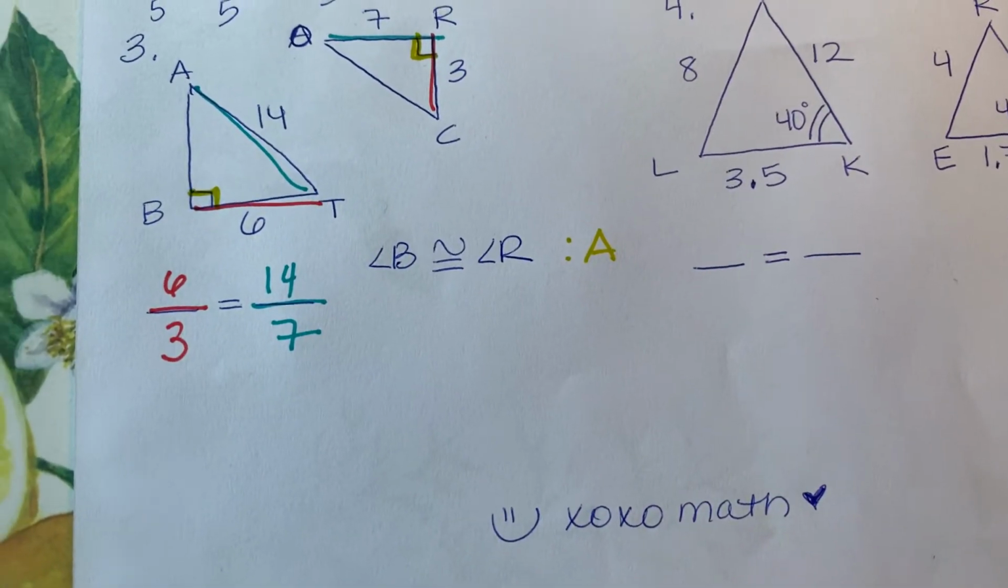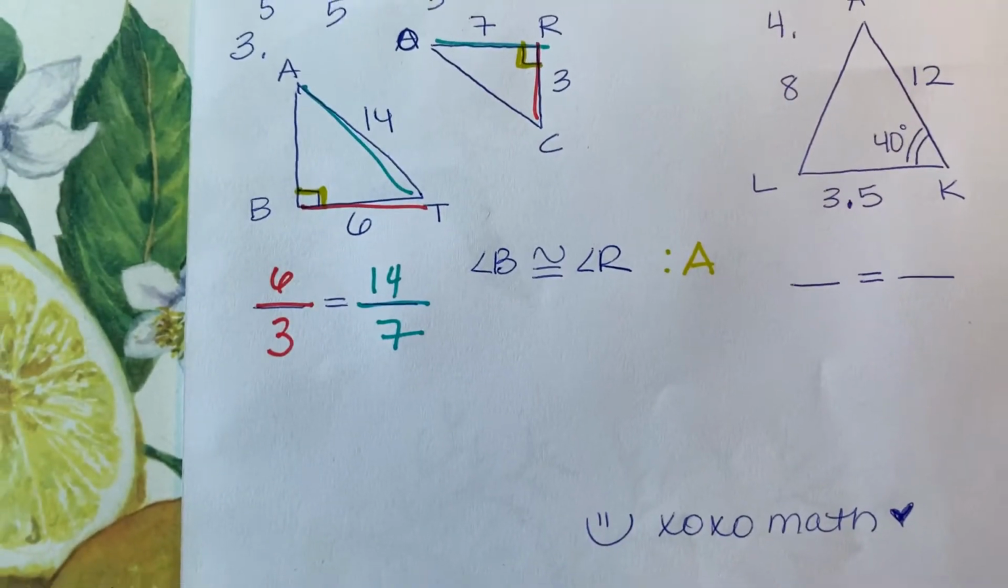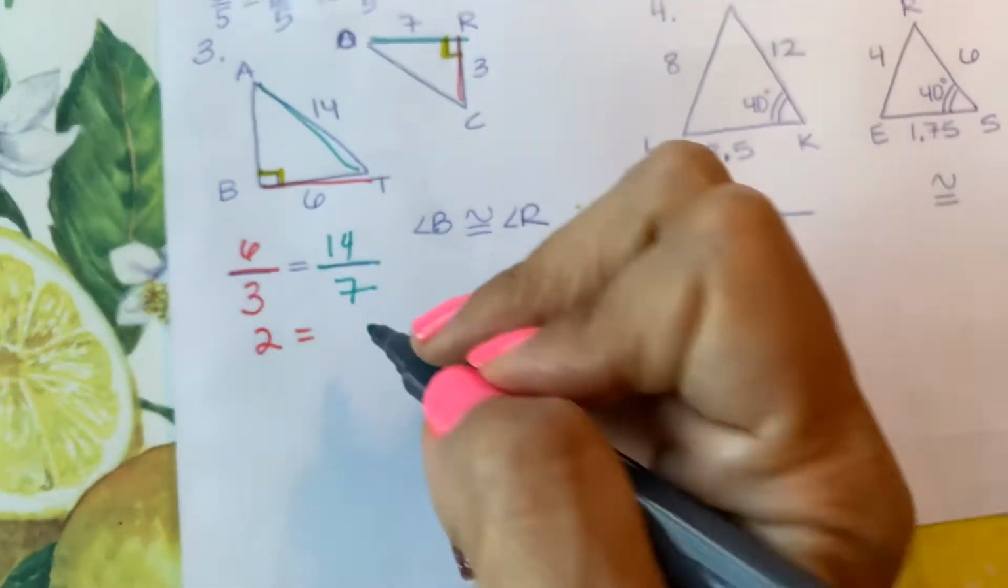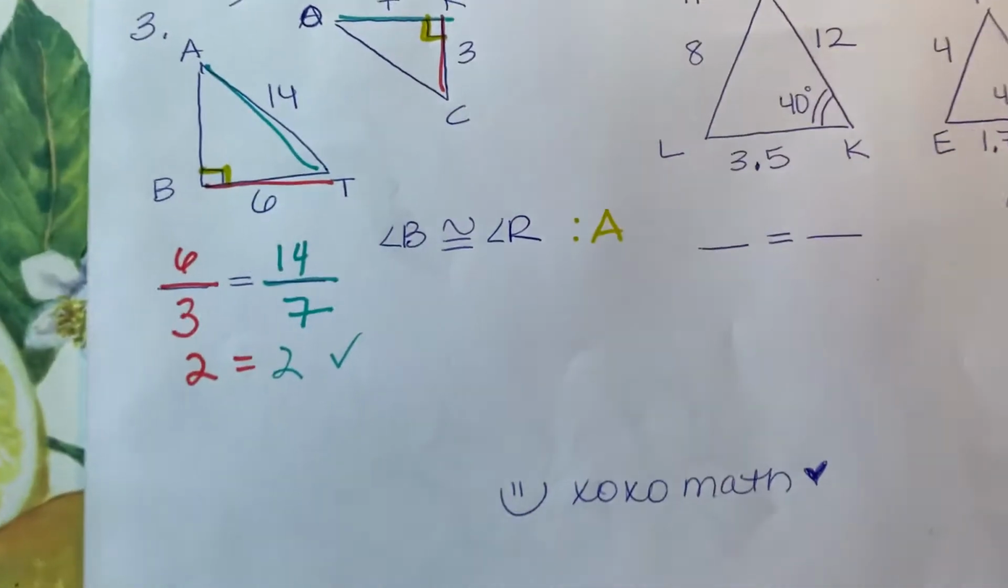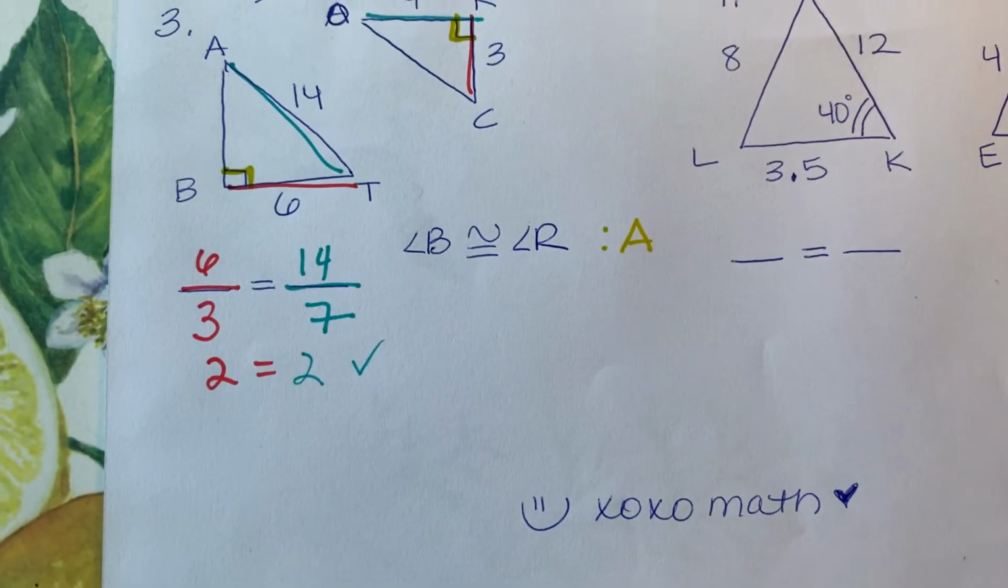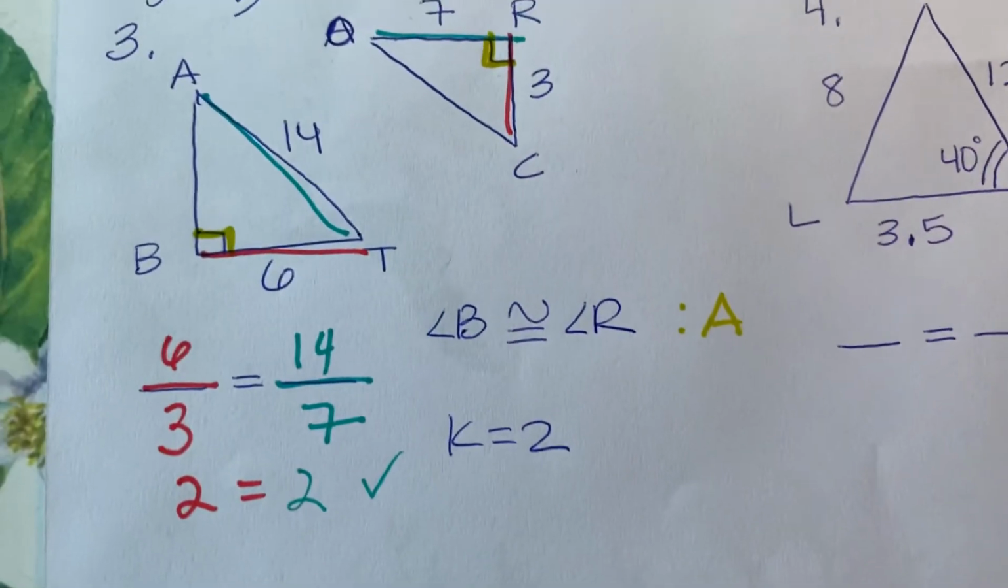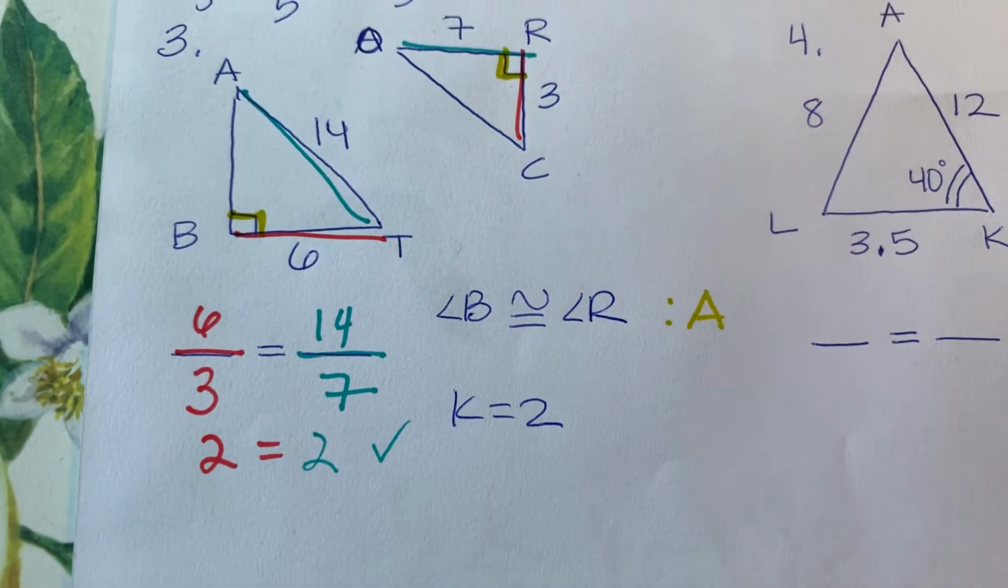Okay, so now break this down. 3 goes into 6 2 times. 7 goes into 14 2 times. Yes, right? My scale factor, my K, is 2. But now you have to check, do you have side angle side?